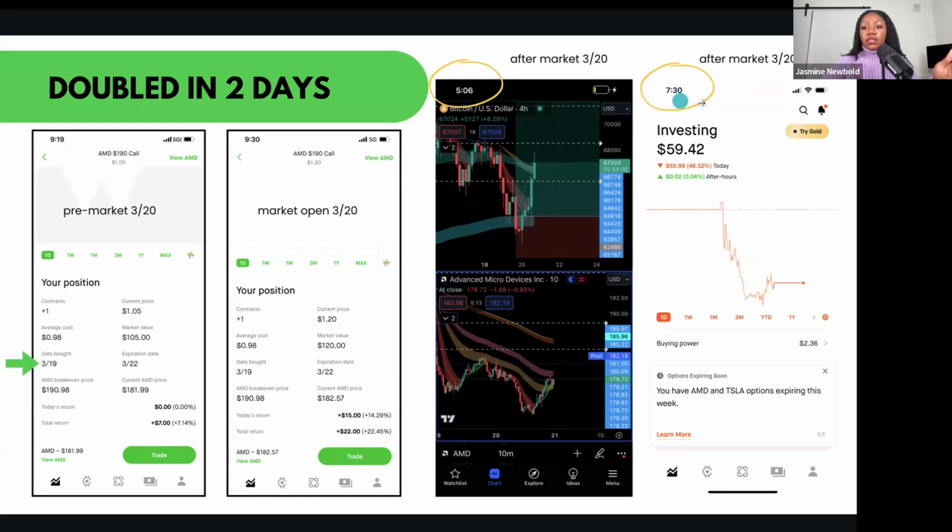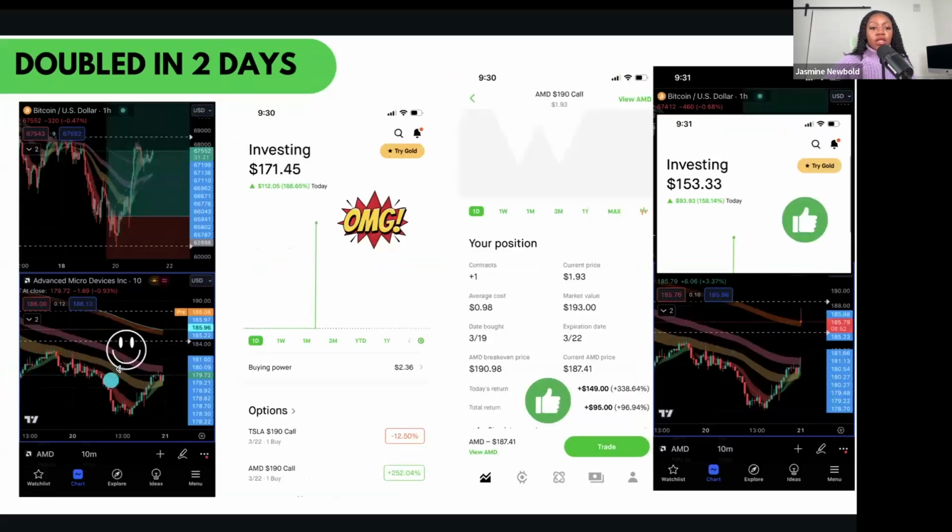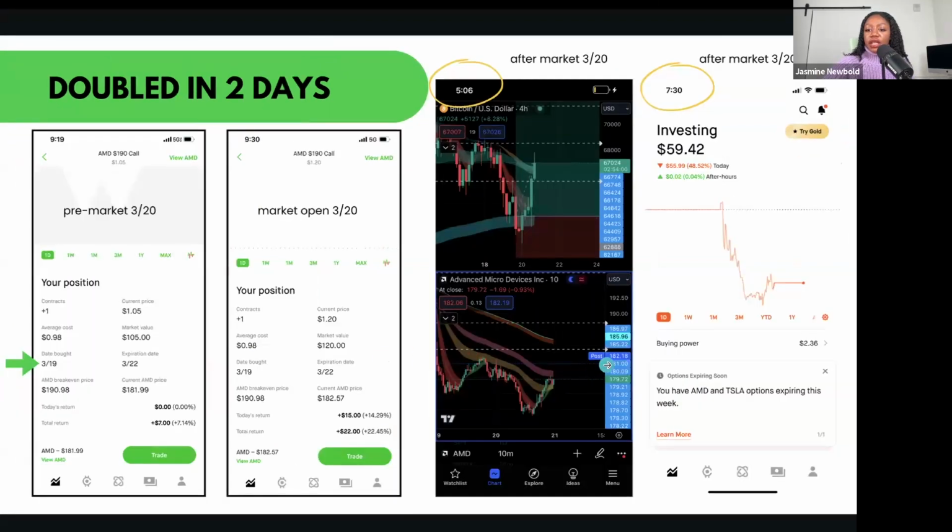Cool. This is another screenshot of aftermarket on the 20th. This is showing how I was down because I was holding this contract through this dip, right? And I had an AMD and a Tesla option. And you'll see why that's important on the next screen. So now we're on the next day. And I have this big smiley face here because look at this gap up. So the post market, we had that gap up. It was only at $182. The price is right here in blue. It was only at $182 post market.